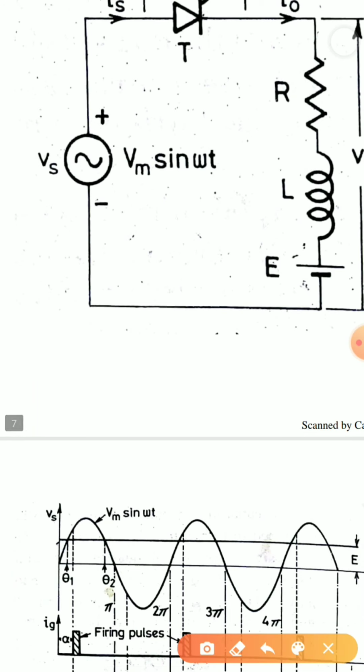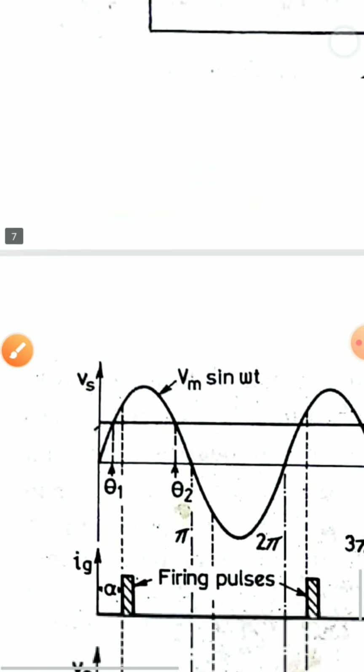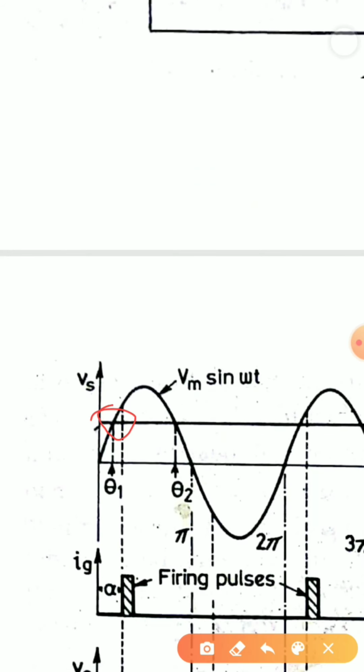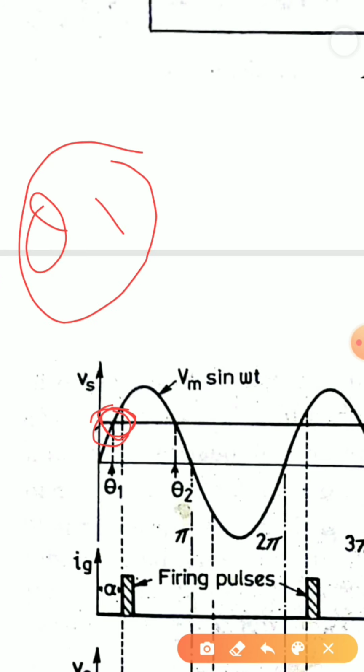Now here we can see that E and this sinusoidal wave are intersecting at a point, and the angle corresponding to that point where E and the sinusoidal voltage intersect each other is theta1. Now I have to find out what my angle theta1 is.